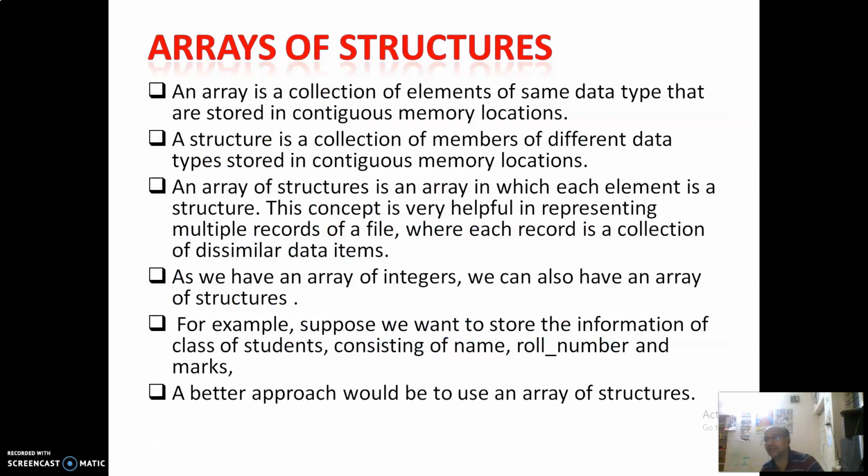Next one, arrays of structure. An array is a collection of elements of the same data type that are stored in continuous memory locations. A structure is a collection of members of different data types stored in continuous memory locations. An array of structure is an array in which each element is a structure. This concept is very helpful in representing multiple records of a file, where each record is a collection of dissimilar data items.